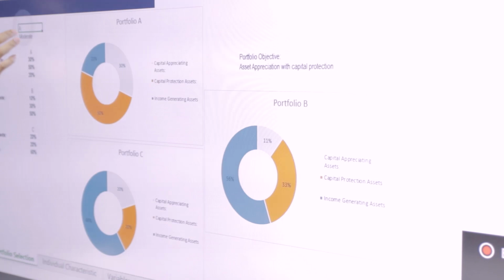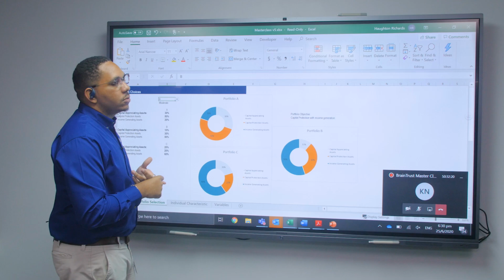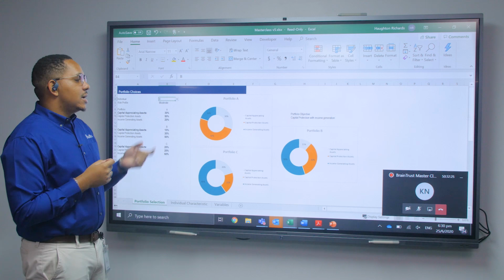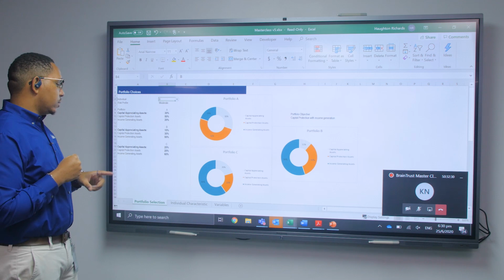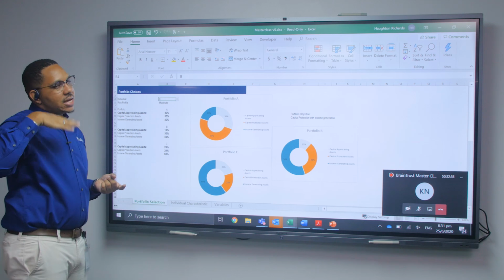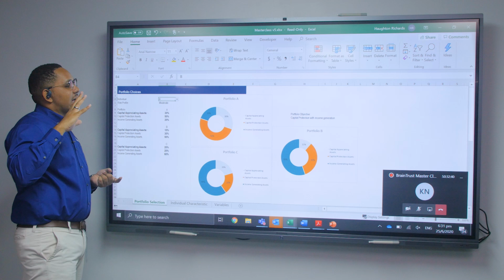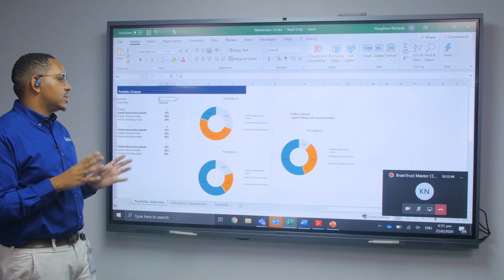So let's now look at client B. Client B is looking for capital protection with income generation. What risk profile are we assigning to client B? Just a reminder, client B is a 50-year-old with two kids, one starting university, and another in the pipeline, 7 years from now, wanting to join university. She can retire in 5 years, but she can also elect to wait an additional 2 years, which is 7 years, until the child actually goes to university.